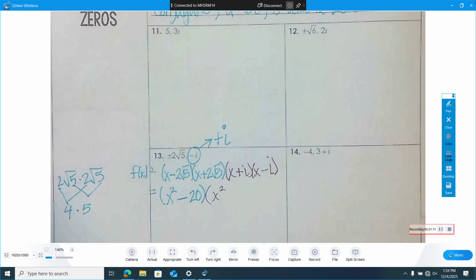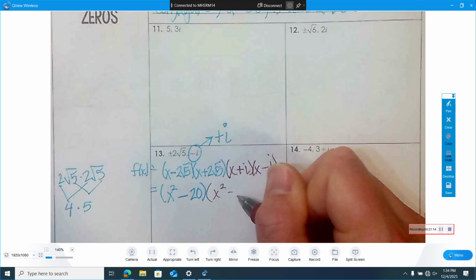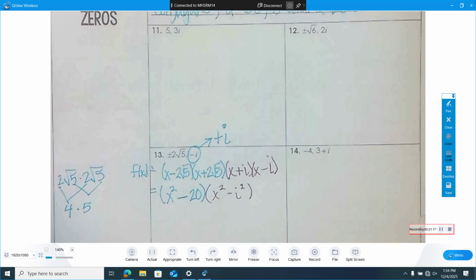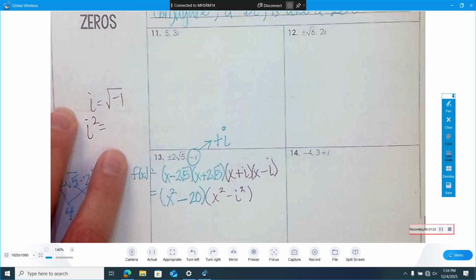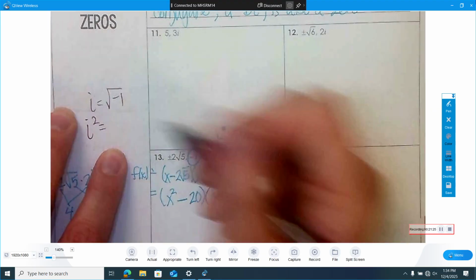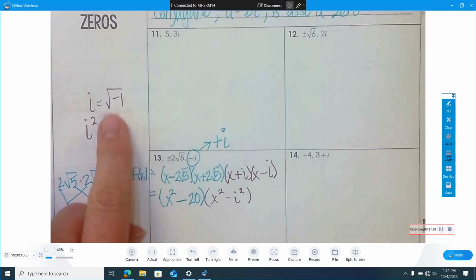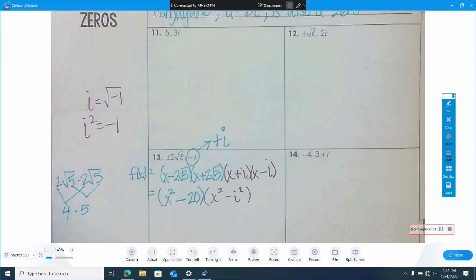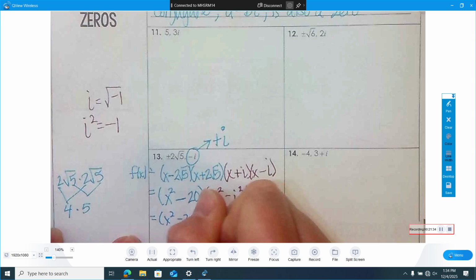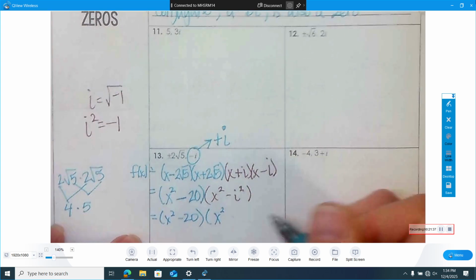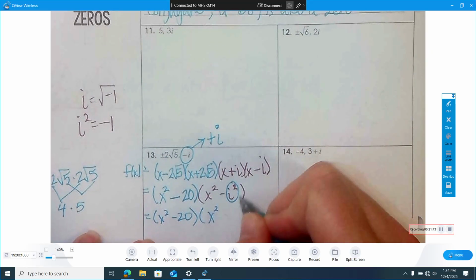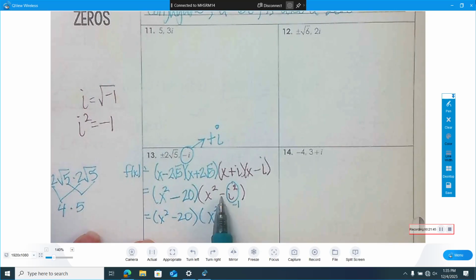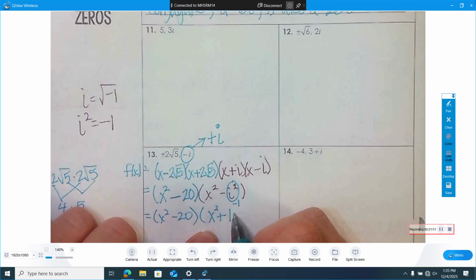Minus i, positive i cancel out. And then we get negative i squared. Very good. If i is the square root of negative 1, what's i squared? Is it 1 or is it negative 1? Negative 1, yes. Getting rid of the radical, we get a negative 1. So I'm just going to clean that up. We have x squared minus 20, and this becomes x squared. What's i squared? Yeah, so this whole thing is negative 1. It's minus the negative 1, definitely going to turn to a positive 1.